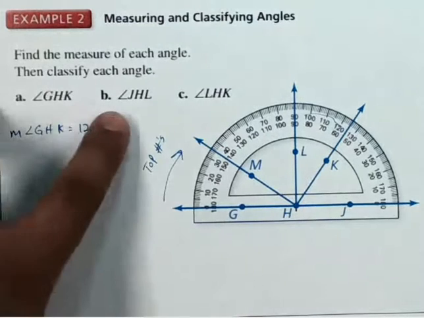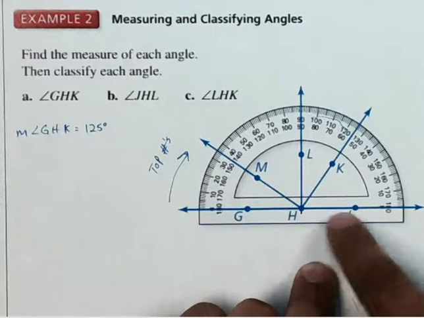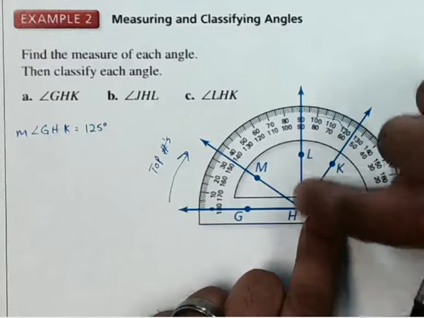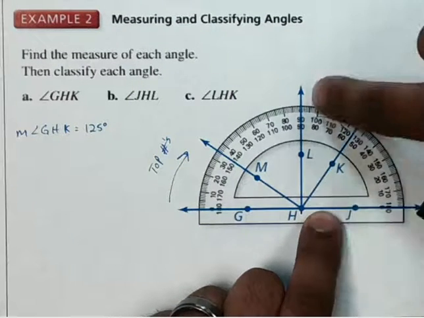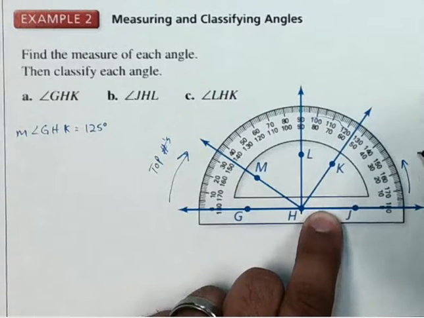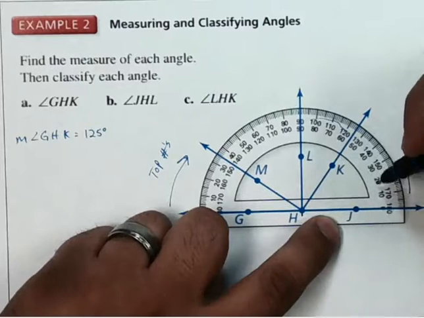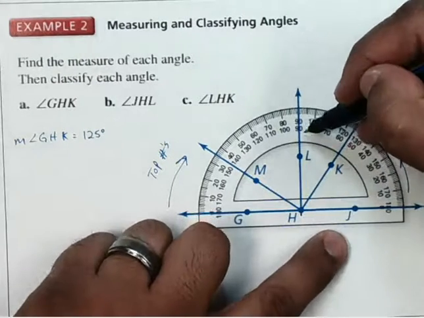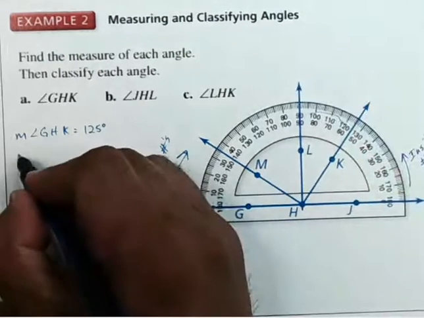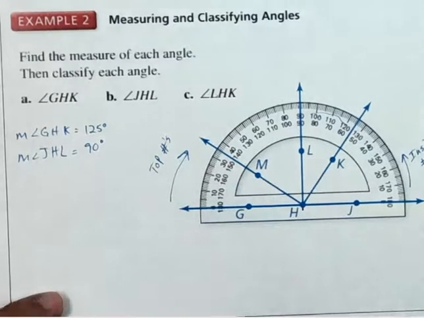Now if I'm looking at JHL, notice the ray HJ is this bottom ray, and then ray HL is going this direction. So for this one, I'm going to read this way, which means I want to use the inside or the bottom numbers. All right, so for JHL, I'm going to come from 0, I'm going to go up, and it looks like that one stops right at the 90 mark. So the measure of angle JHL is 90 degrees.